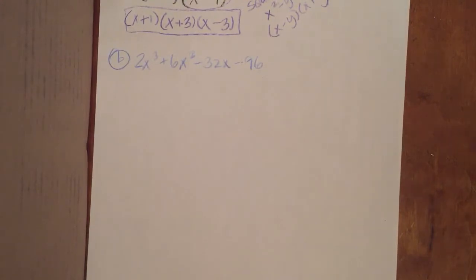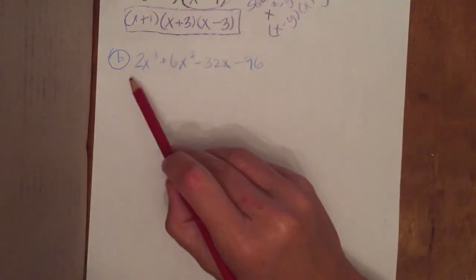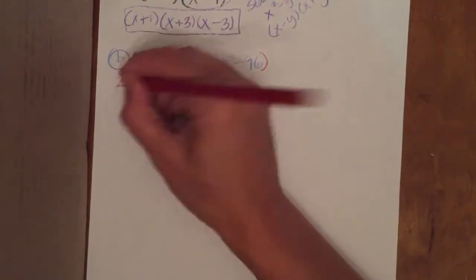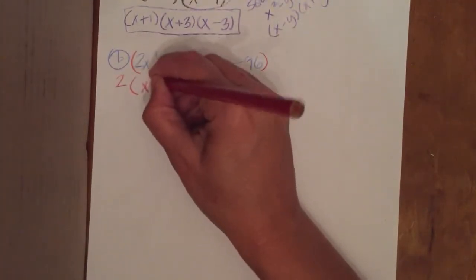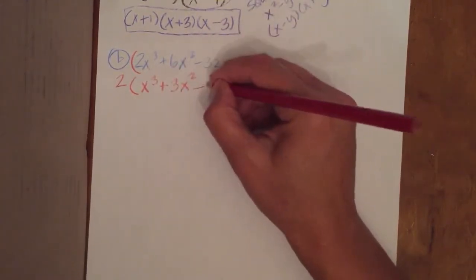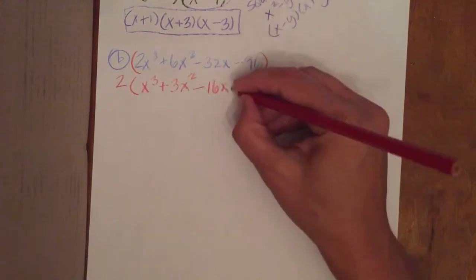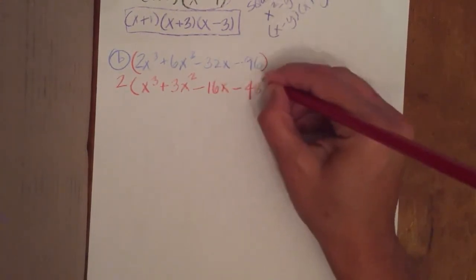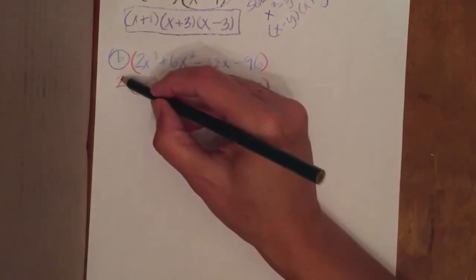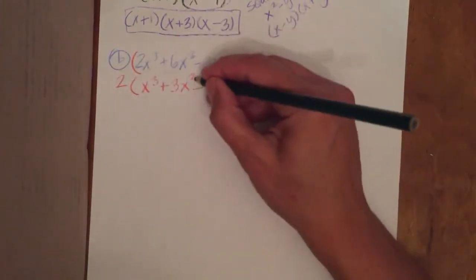So the first thing I'm going to do is, what can I factor out? All of these terms have a 2. So I'm going to factor out the 2. That's going to leave me with x cubed plus 3x squared minus 16x minus 48. And that's going to make that easier for me to group. So that 2 is going to stay there. We'll bring it back later. And let's do our grouping.